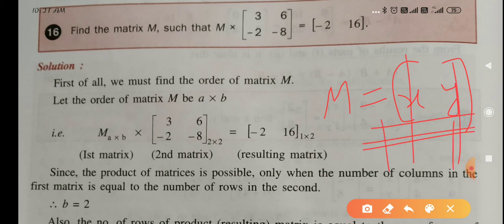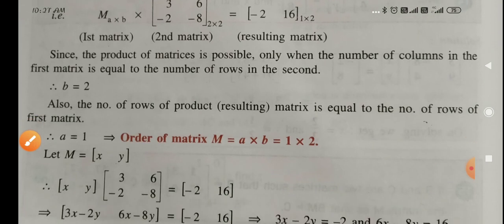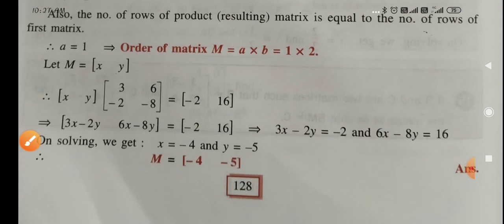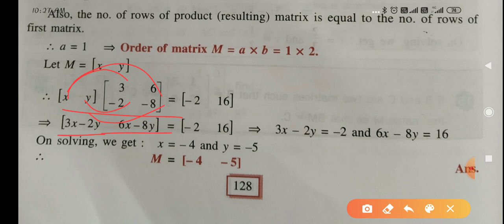2 columns are there. So now you can see they are taking order 1 by 2 and xy. They are supposing, you can see. Now they are writing xy multiplied by this given matrix. You can multiply x multiplied by 3, y multiplied by minus 2. So 3x minus 2y. Second element x multiplied by 6, y multiplied by minus 8, 6x minus 8y is equal to minus 2 16. Make the comparison. 3x minus 2y equals minus 2, 6x minus 8y equals 16.